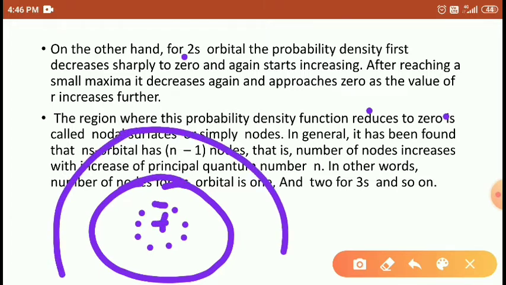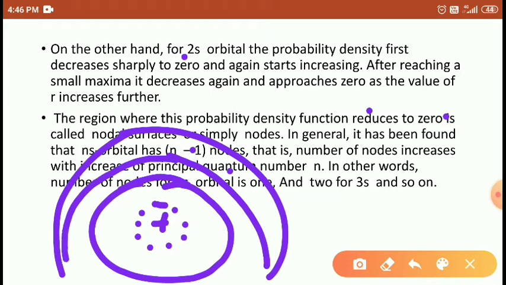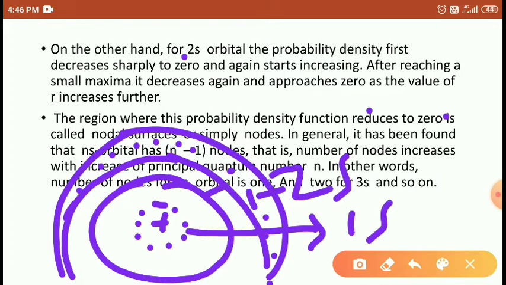Next, there is no availability of electrons in this region. This is what we call a node or nodal surface. And again we get electrons in this region. This is the 2s, and this is 1s. So students, how many nodes are there here? Between 2s and 1s, only one node is there.